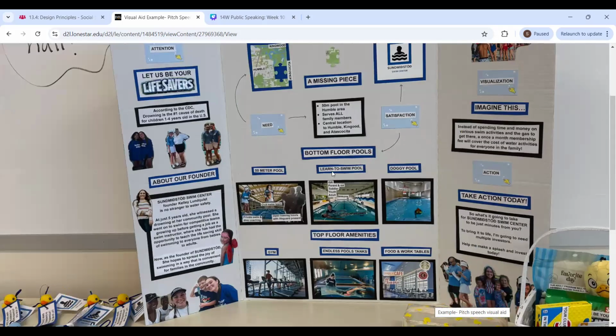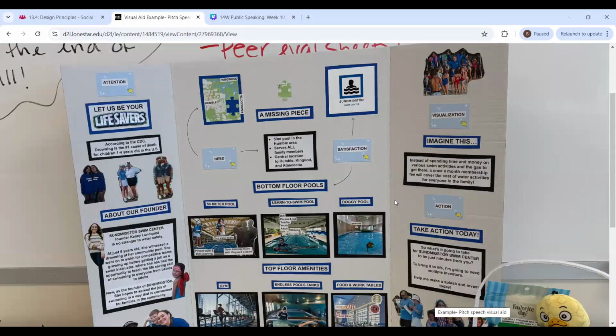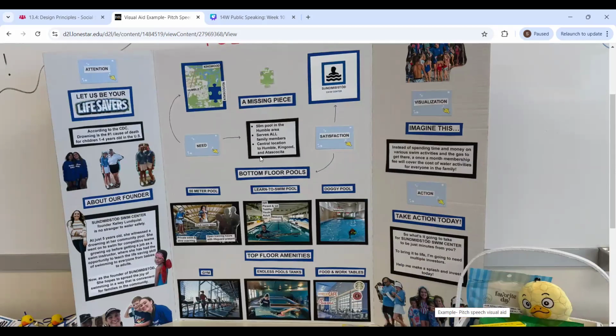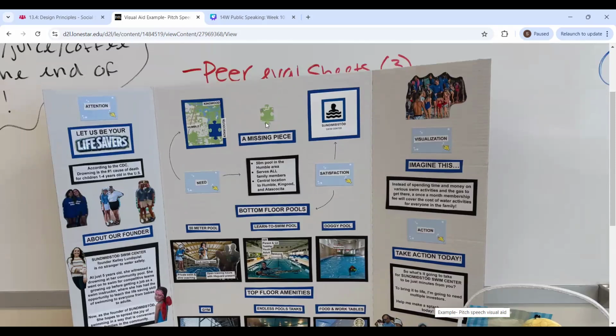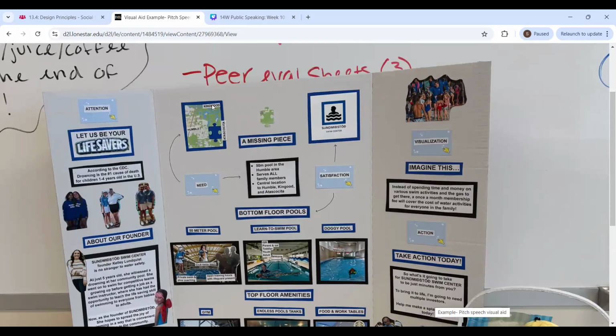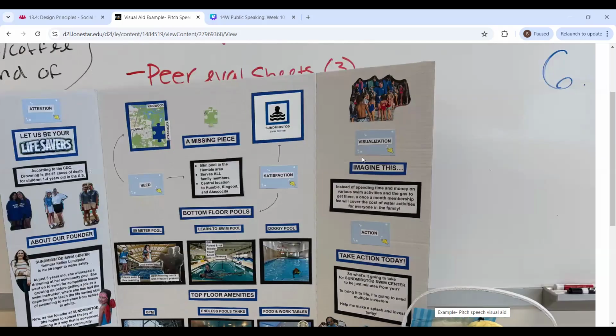So look, 50-meter pool, learn to swim pool, the doggy pool, food and work tables, endless pool tanks, gym. But she had all the different steps. My favorite thing she did was this missing piece. So she has this is Kingwood, this is Humble, this is Atascocita. And this is where she would build her swim school. She says that her business is the missing piece in the community, which is awesome. I thought she did a great job of that.